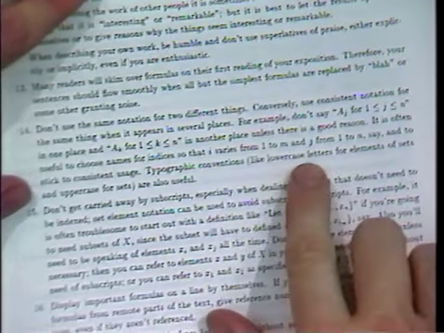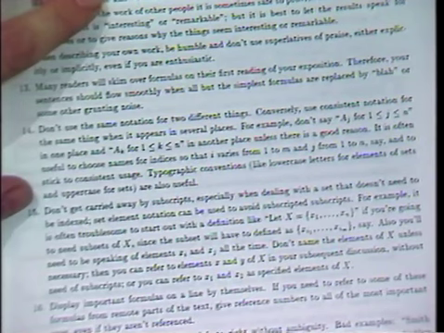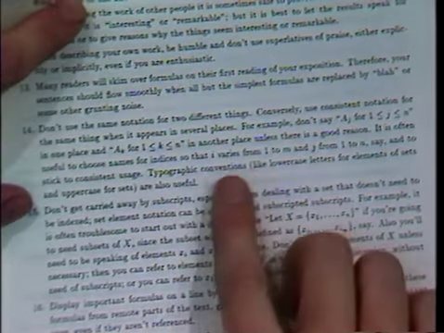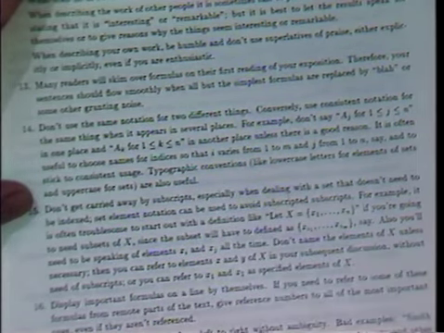Typographic conventions like lowercase letters for elements of sets and uppercase for sets, as in our example here, can be quite useful as a quick guide to the type of an object in computer science set.